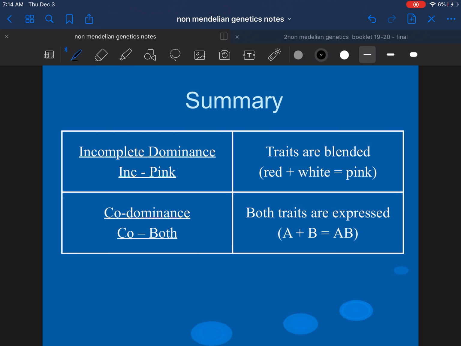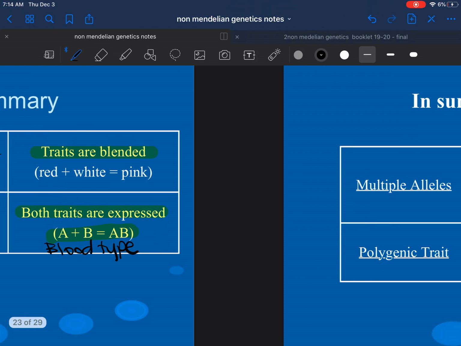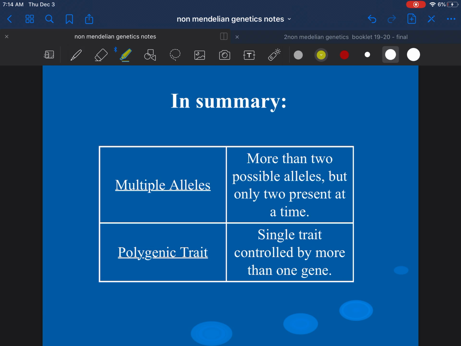So in summary, incomplete dominance, think pink. This is going to be a blended trait. Highlighter: traits are blended and incomplete. In codominance, think co is both, so both traits are expressed. Think of your blood types. So blend, and then blood type. And then multiple alleles, more than two possible alleles present. And then polygenic traits, a single trait controlled by more than one gene.